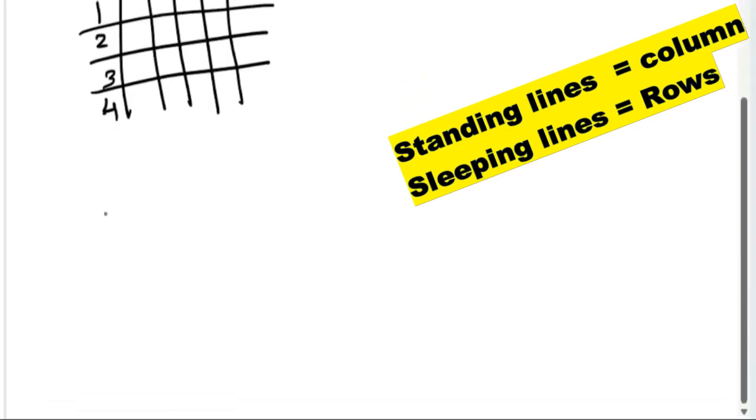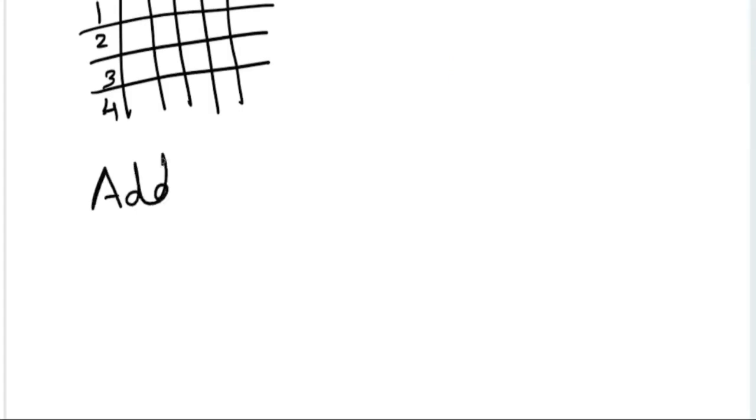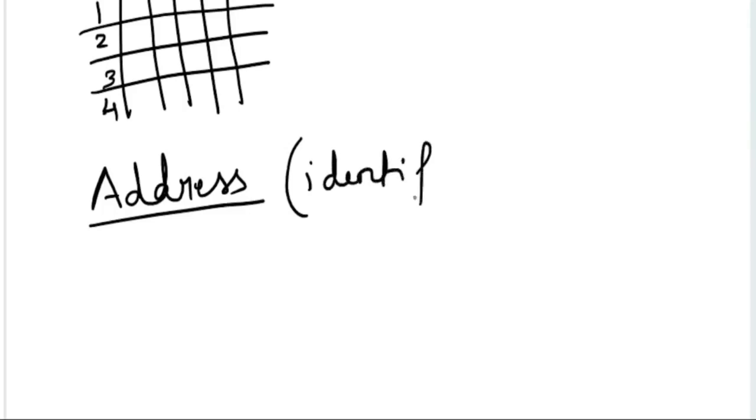Now, once we have understood cells, we need to understand their address, because this is how we will identify any specific cell. So address is the identification of a cell. Okay, so there are three ways to identify any cell.